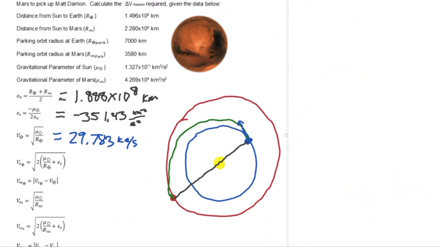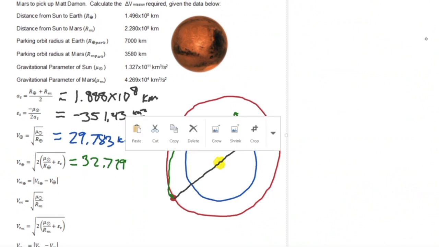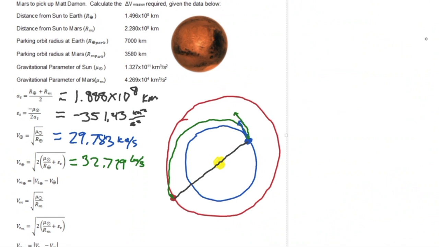But we need to go just a bit faster to get into this transfer orbit to leave Earth. So let's calculate what that new velocity is going to be. We do that with our standard velocity equation. Again, because we're in orbit about the sun, we're going to use mu of the sun. The r that we're starting with is the r of our current position, which is at Earth. And then this specific mechanical energy is that of our transfer orbit. And in this case, we find that we need to be traveling at 32.729 kilometers per second.